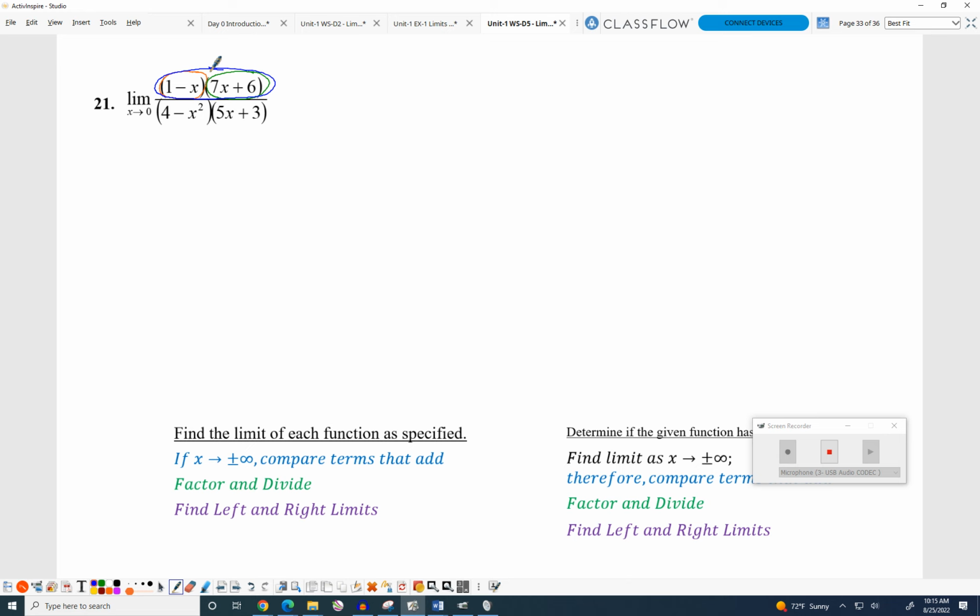So the top two are multiplying or adding? Multiplying. So the first one's 1. The other one is 6 times 1 is 6. The top's getting close to 6.